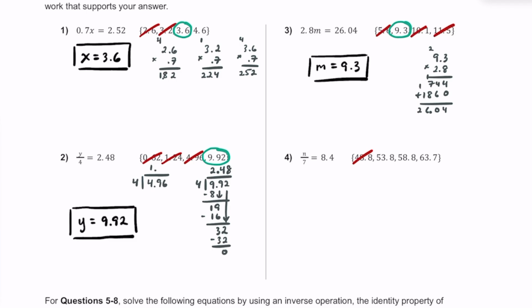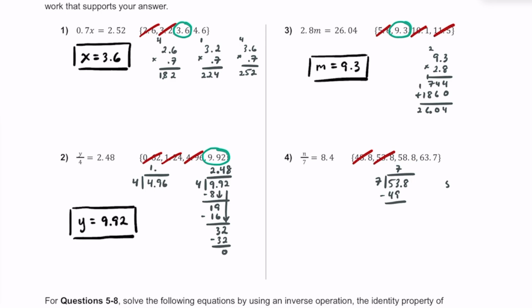So maybe we could go ahead and just do some division. So we take this 53.8 and divide this by 7. That's going to be, let's see, 7. I don't think it goes in 8 times, right? So 7 times 7 is 49. That's as close as we can get. But notice here that we're looking for 8 point something, right? And that we are starting off with 7 point something. So you don't have to finish the problem. We already know this is going to be too small. We need something bigger. What about this 58 and 8/10?